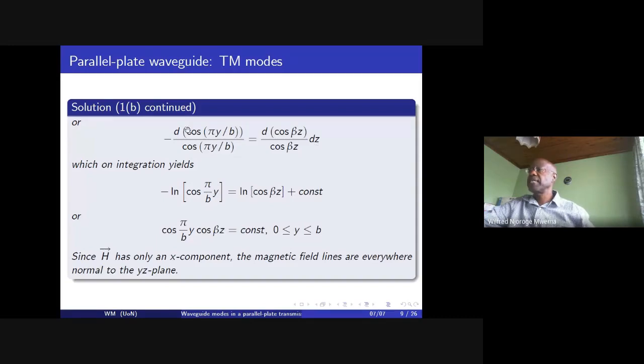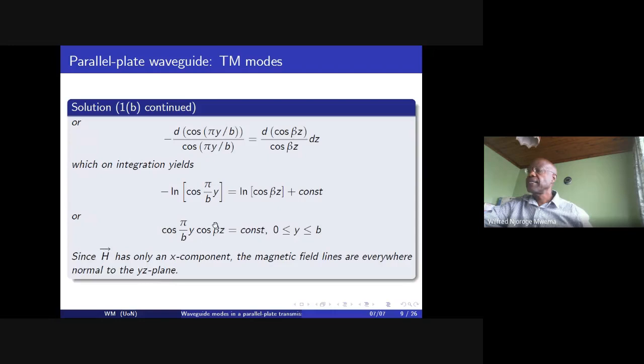And therefore, if we integrate both sides, we get minus the natural log of cosine pi y by b equal to the natural log of the cosine of beta z plus a constant. Or in other words, we can take these values to the same side and we get that cos pi y by b times cos beta z is equal to a constant for the region 0 less than y less than b. And since H has only an x component, the magnetic field lines will be everywhere normal to the plane that we are interested in, that is the YZ plane.